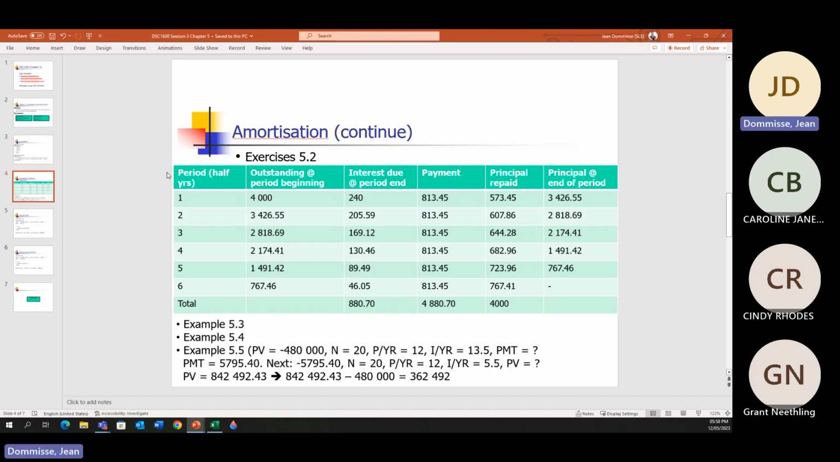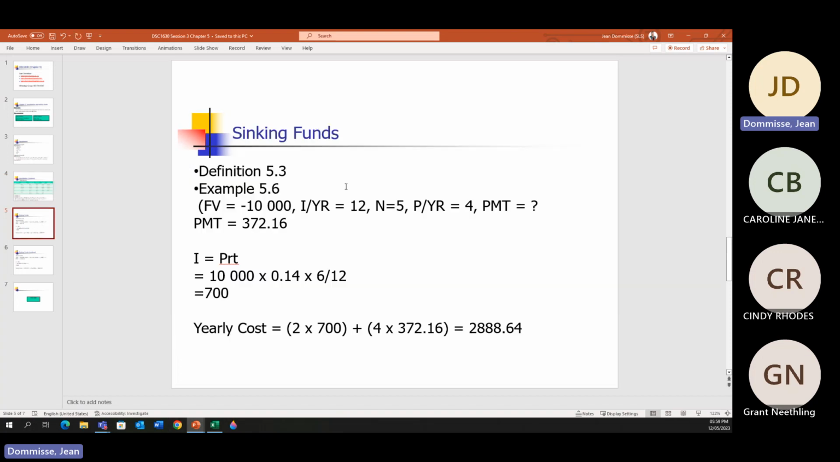Okay, so let's go into sinking funds again. We have a definition. It's in your book. You don't need to worry about that. If I ask anything about definitions, it is open book, so that at least one can work with.